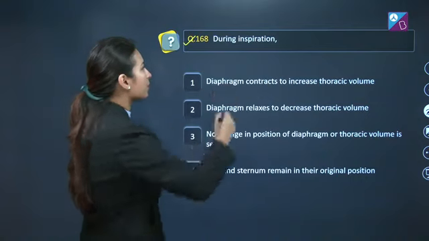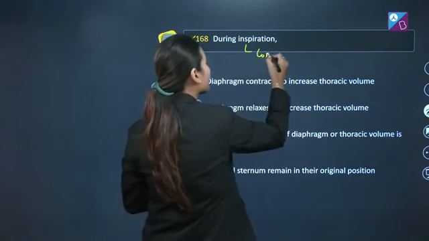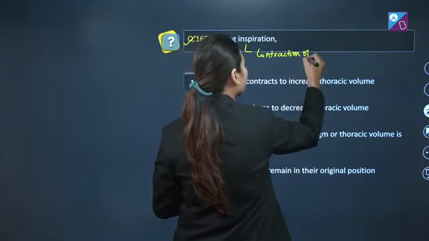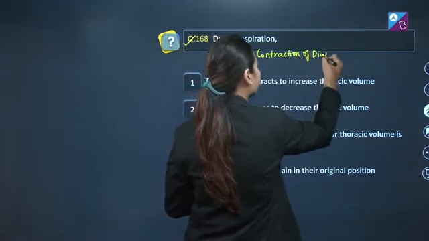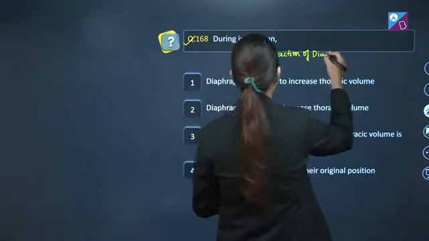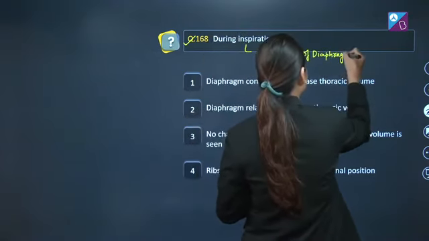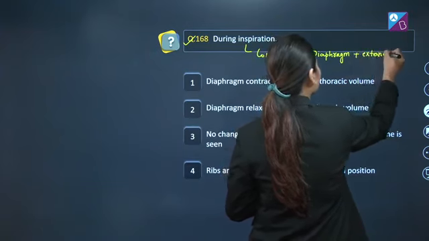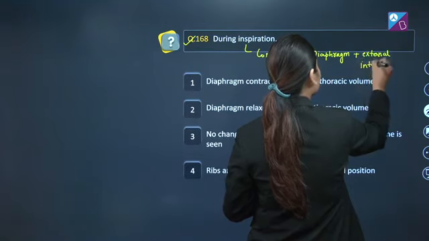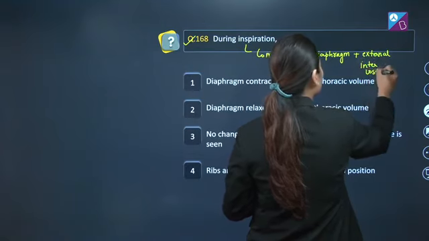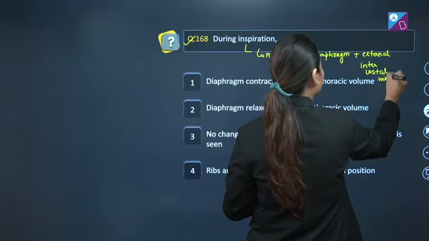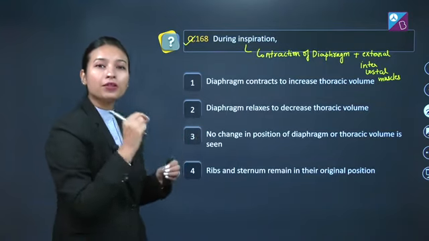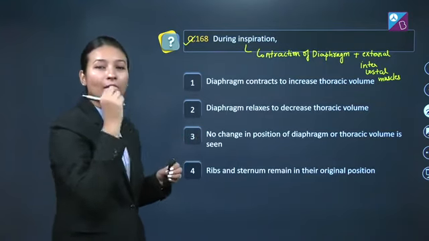So during inspiration there is contraction of diaphragm and external intercostal muscles. That leads to increase in thoracic volume, and ribs and sternum are raised from their original position.